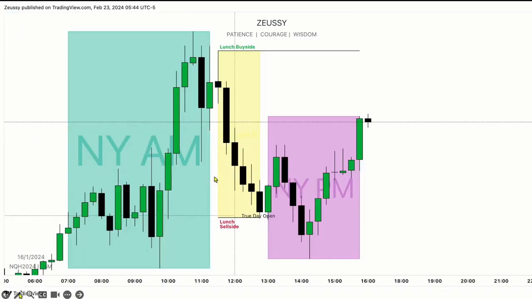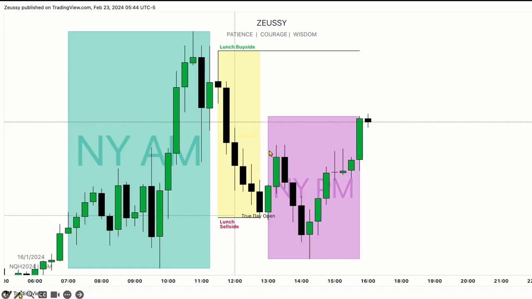So let us now take a look at another example where launch was an expansion. What we can see here is that the launch high was engineered above here and the launch low was engineered below here. At 1 p.m. the market repriced higher inside of these two upclose candles.